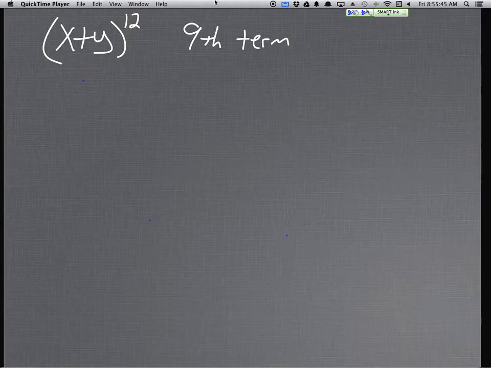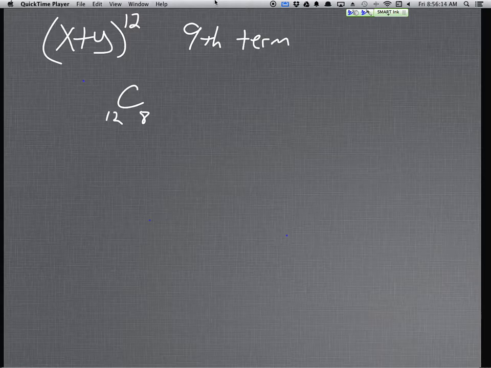So we label it with a C. So I'm interested in finding the ninth term, the coefficient of the ninth term. To do that, we need to put two numbers underneath the C. The first number that goes on the left side of the C is whatever my exponent is. So my first number is going to be 12. Okay? The second number is going to be whatever your term is minus 1. So 9 minus 1 tells me the other number is 8.